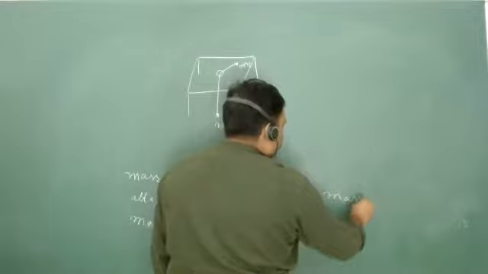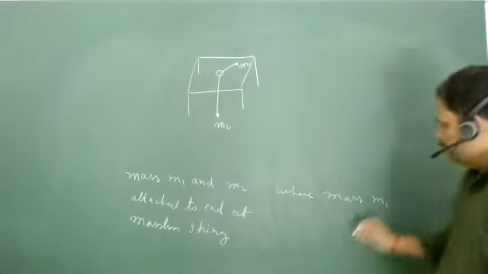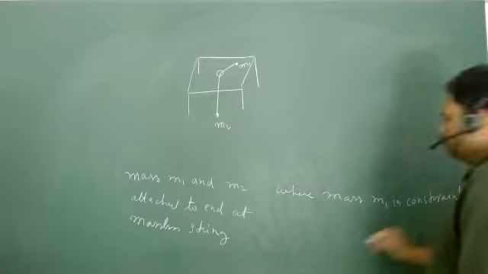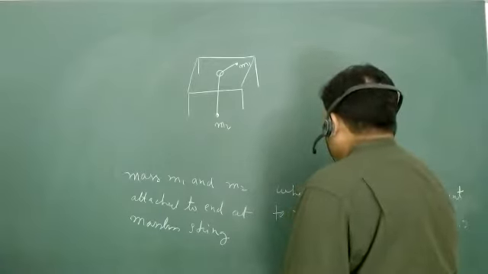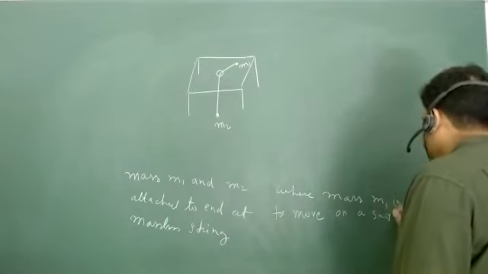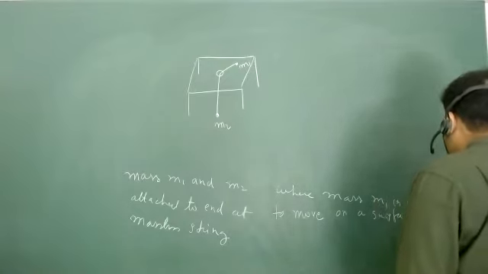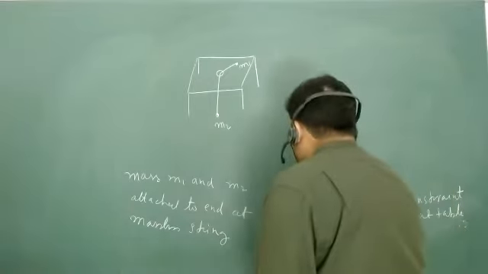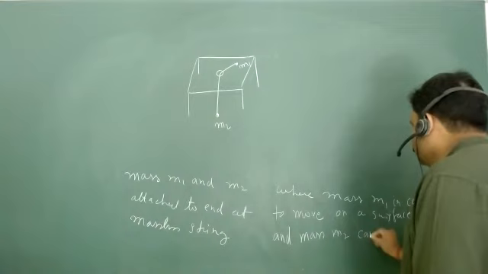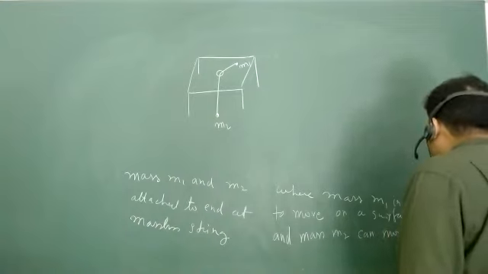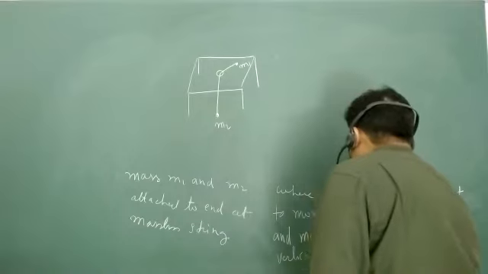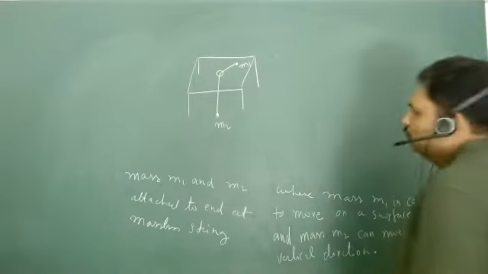where mass m1 is constrained to move on a surface of table and mass m2 can move only in vertical direction. So this is the story.